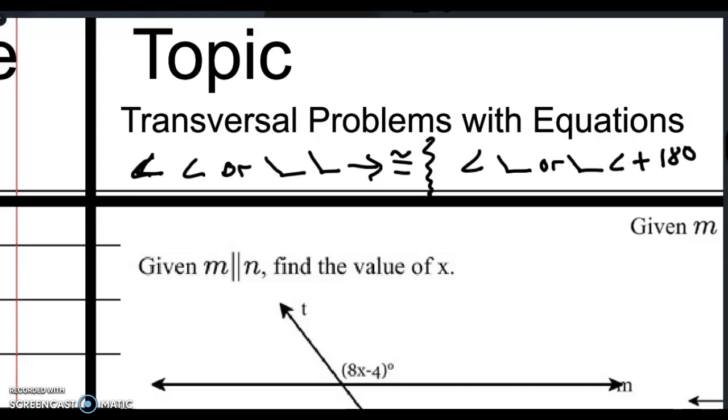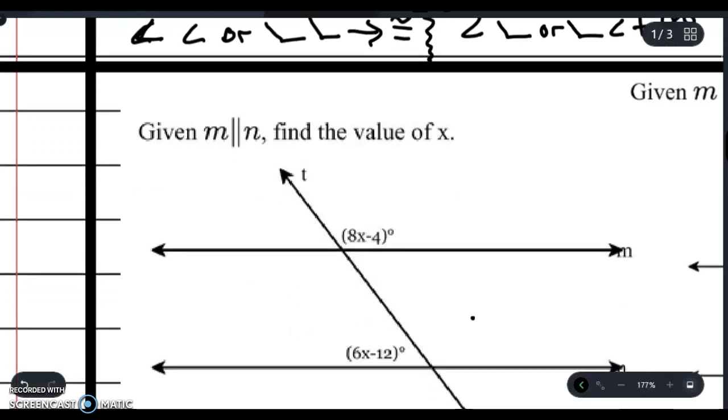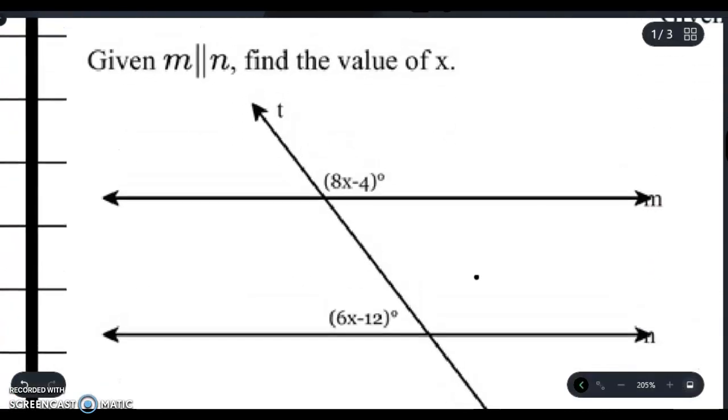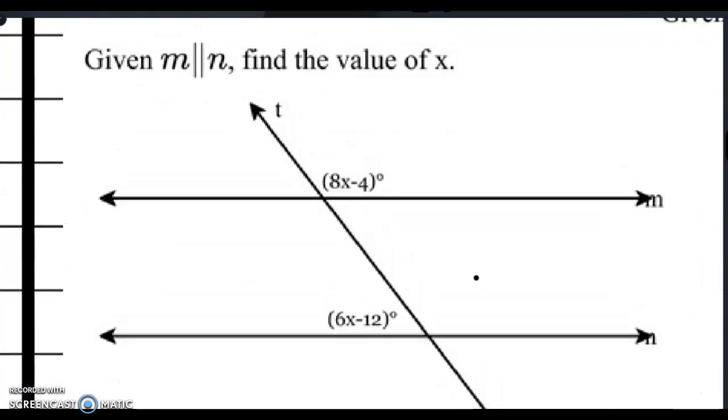So if you can remember that, it doesn't matter trying to figure out what type of angle it is. You just got to remember, do I have two acutes or two obtuse, or do I have one of each? So I'm going to show you how that works. So we're looking at this problem here. Given M is parallel to N, find the value of x.